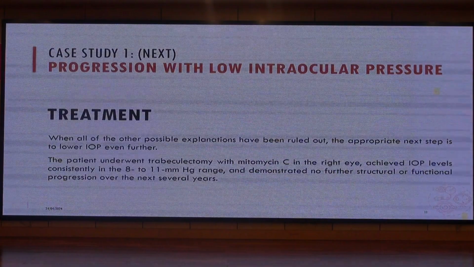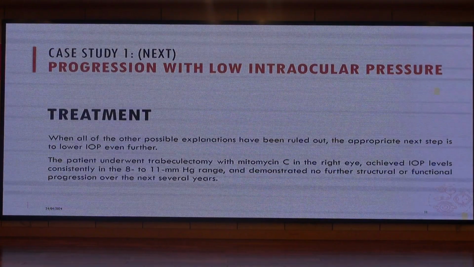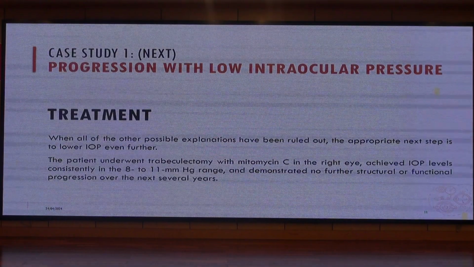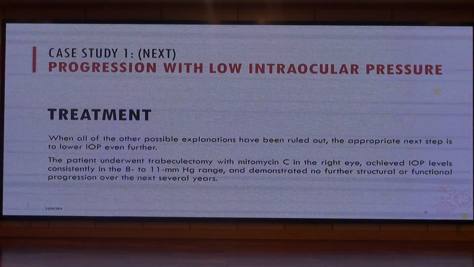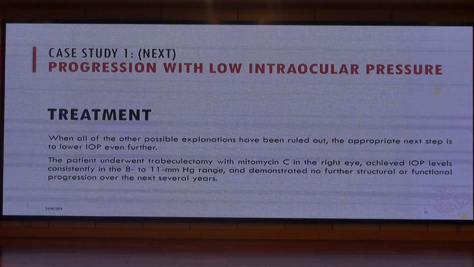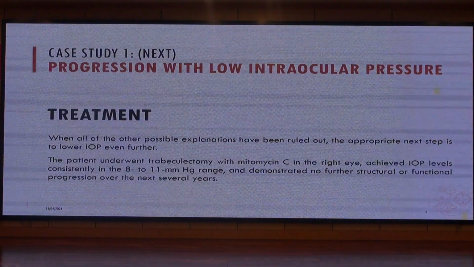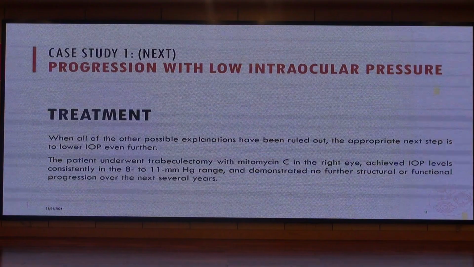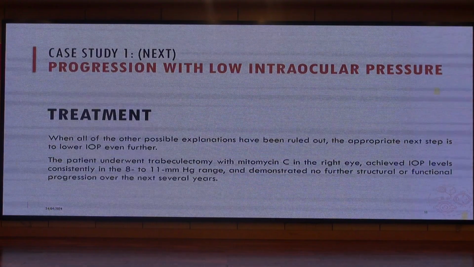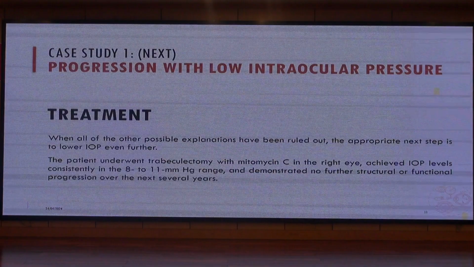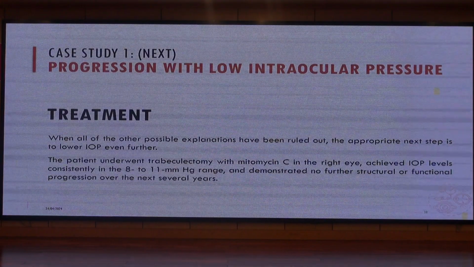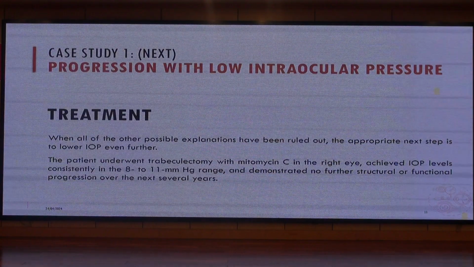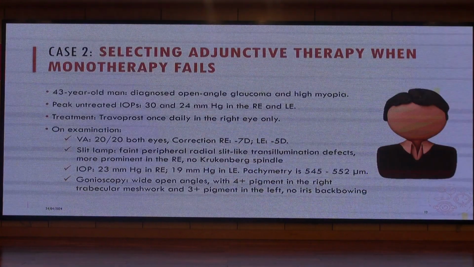About the treatment, when all other possible explanations have been ruled out, there is one thing we can do: lower IOP even further to protect the optic nerve. This patient underwent trabeculectomy with mitomycin C in the right eye, and IOP after the surgery was consistently 8 to 11 mmHg, and he had no further structural and functional progression over the next several years. That's the first case study.